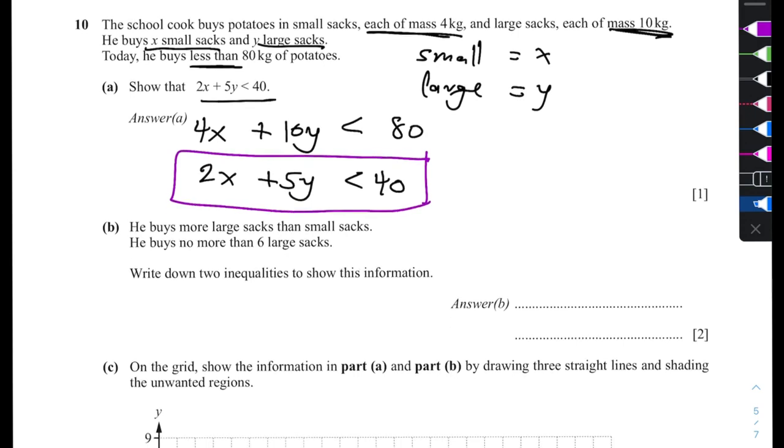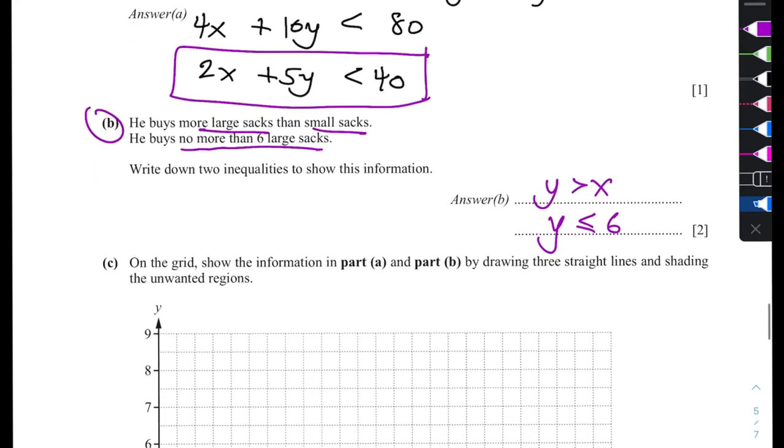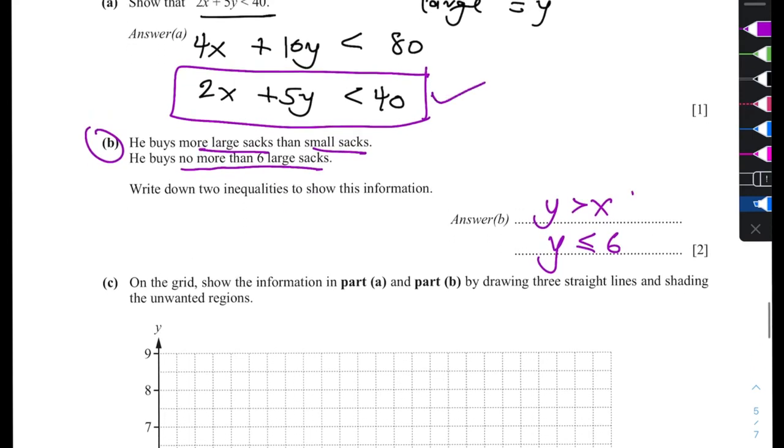Then the next thing they want me to do, they keep on with the B. They said that he buys more large sacks than small ones. Which one is the large? That's the Y. So in this case, Y is greater than X. Then he buys no more than 6 large sacks, so that means Y is less than or equal to 6. No more than 6 means from 6 downwards. Okay, 6 and below. All right, so we have our 3 inequalities, 1, 2, 3.